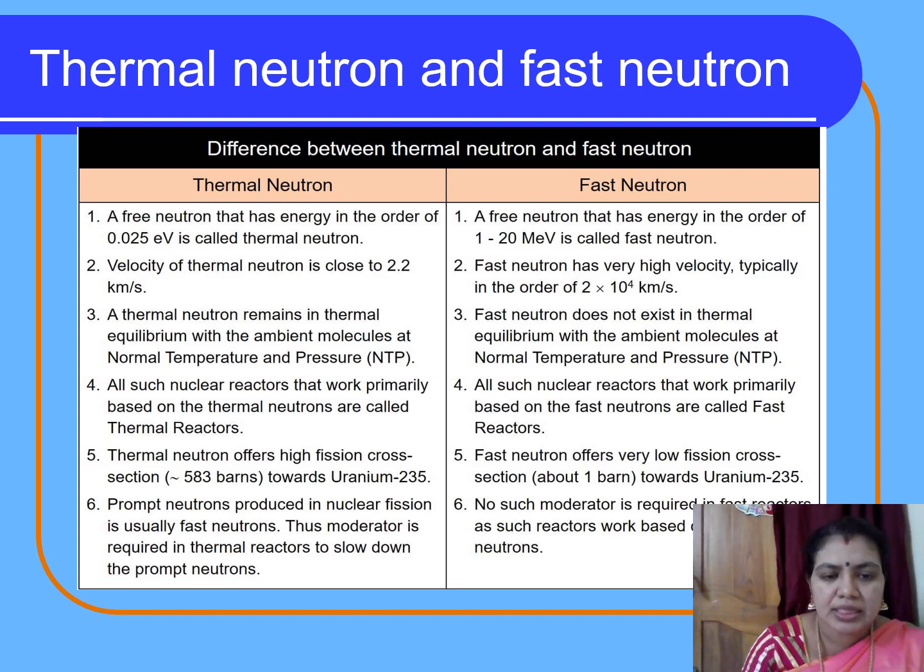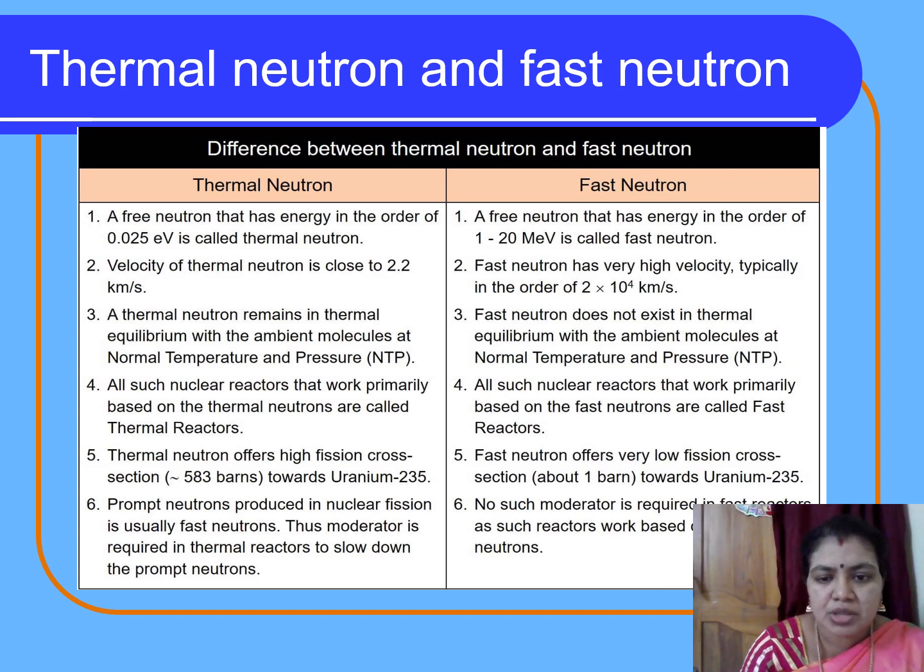So when I say thermal neutron, it is a free neutron that has got energy in the order of 0.025 electron volt. Whereas in a free neutron, when the energy is in the order of 1 to 20 mega electron volt, it is called as fast neutron.